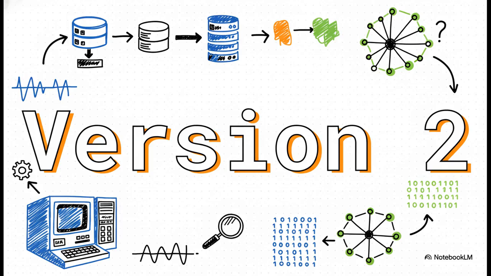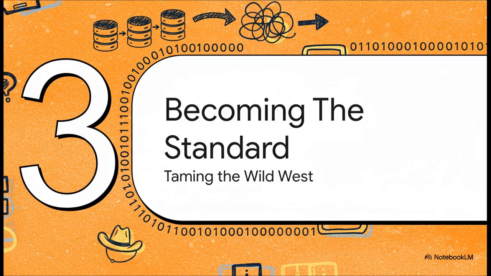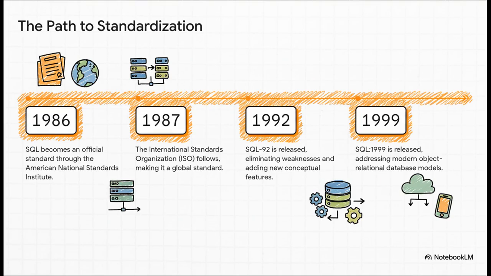Genius, right? With Oracle's success, and IBM finally releasing its own products like DB2, the market suddenly got crowded. It created this kind of Wild West scenario where everyone had their own version. For this technology to really take off, everyone needed to agree on a single, common language. It was time to create a standard. And that's exactly what happened.